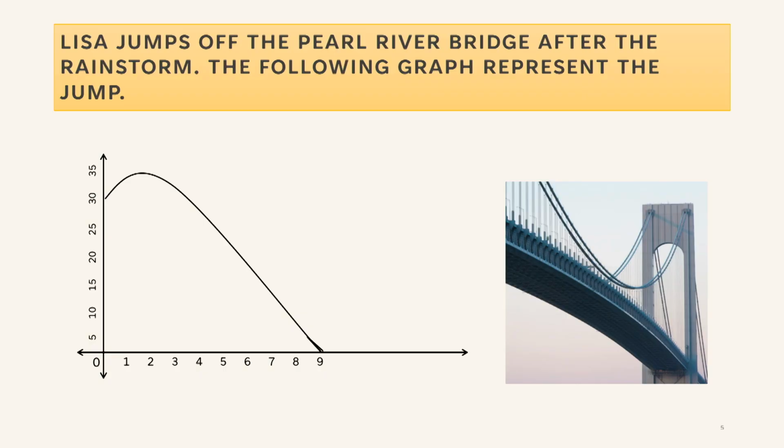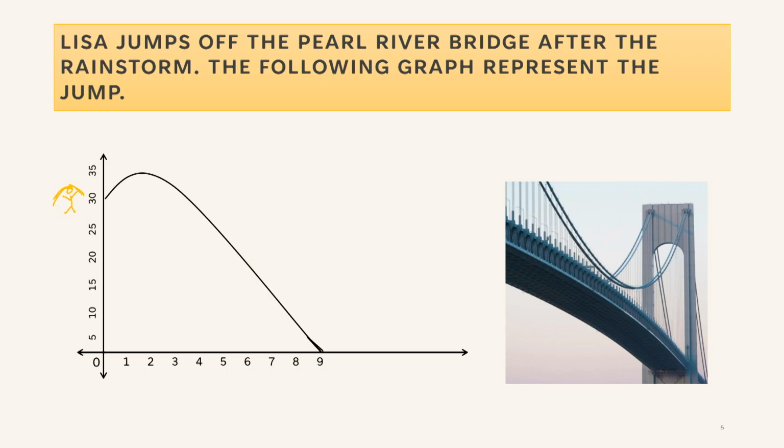Lisa jumps off the Pearl River Bridge after the rainstorm. The following graph represents the jump. So here's Lisa over here. Lovely little girl. Okay, so she is standing on the bridge and she jumps. What happens when you jump? You have to bend your knees and you jump out and then you fall, right? That's how you jump. So here is the graph of her jumping off this bridge.